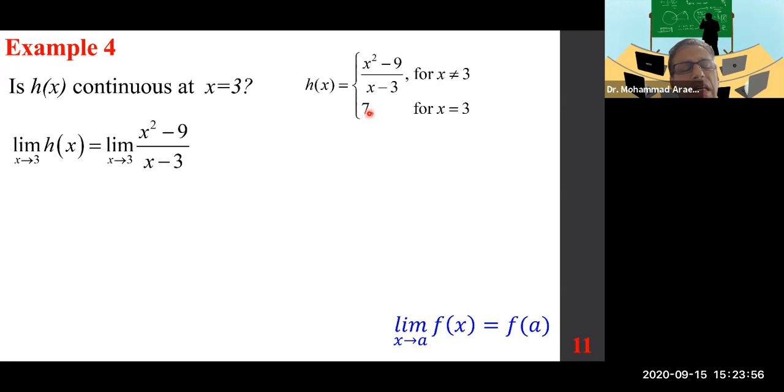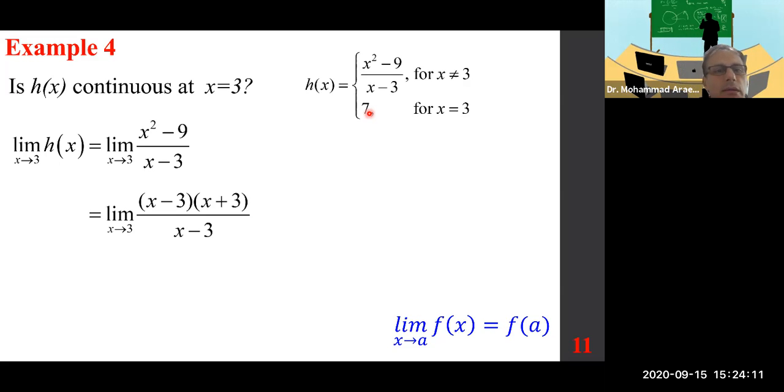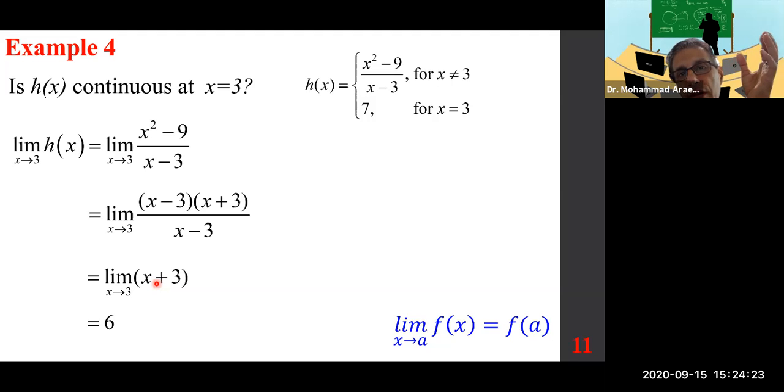So with that being the case, obviously we get 0 over 0. We've done this many, many times, and the technique is to do what? Simply put, factor. x minus 3 and x minus 3 cancel each other. Replace the x with 3, and you get the answer 6. This is a limit. And as you can see, h of 3 is equal to 7. So the functional value is 7.